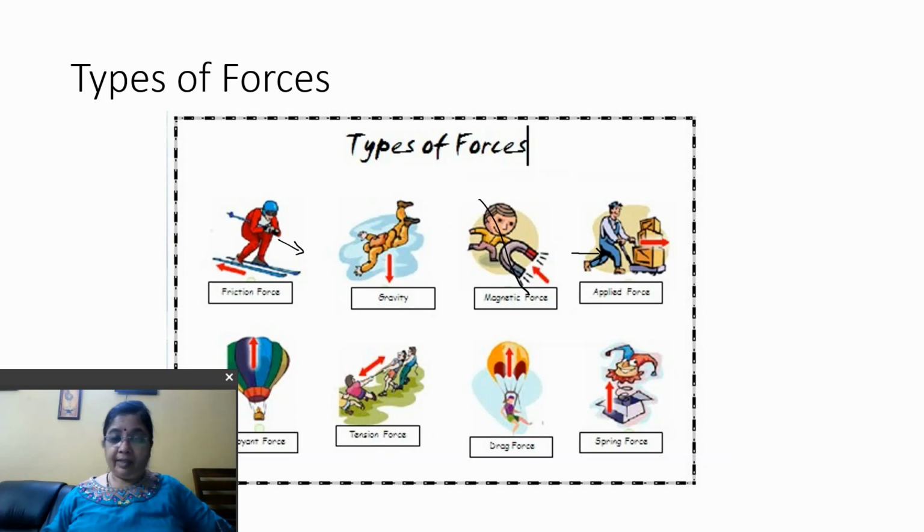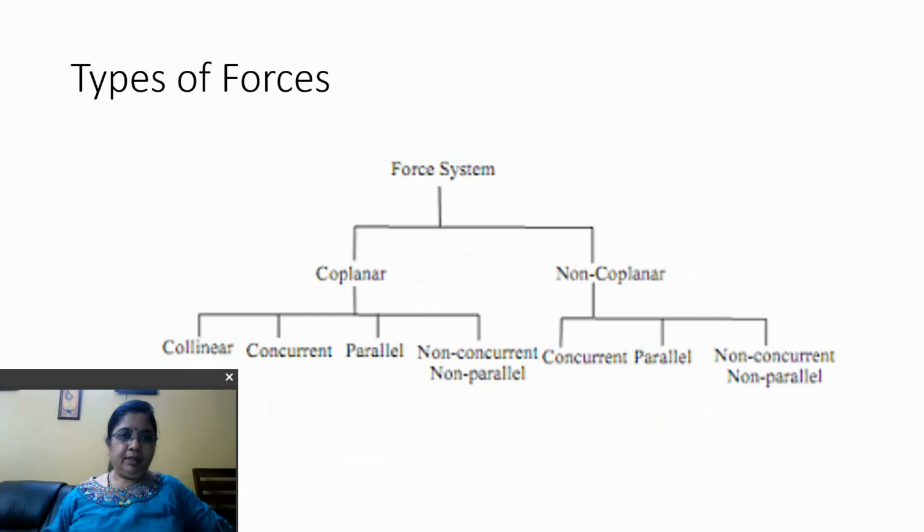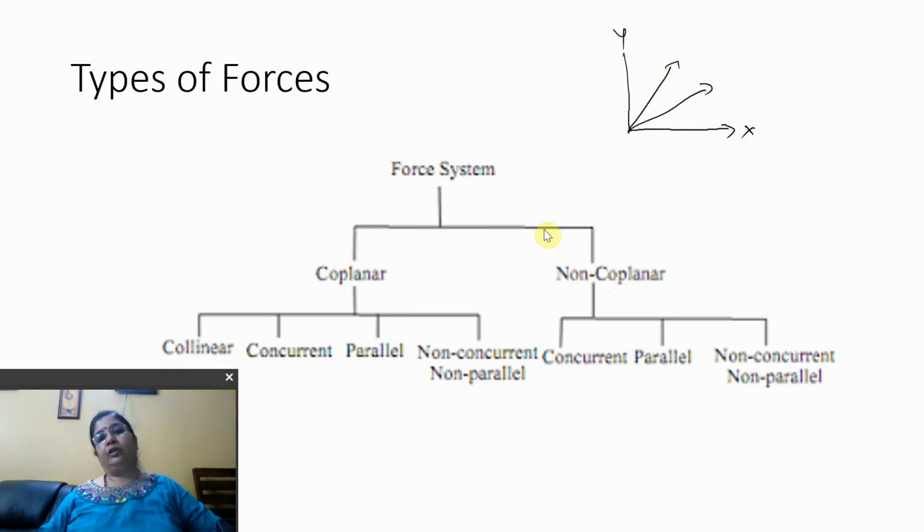So mechanically, when we are discussing about forces, these are the types we'll be discussing: coplanar and non-coplanar. Coplanar is in the same plane. So you have, let us say, a system of x and y. If there are two forces like this, you say they are coplanar, right? Suppose you have a z-axis as well. You have this second thing somewhere here. They are non-coplanar. They are in different planes.